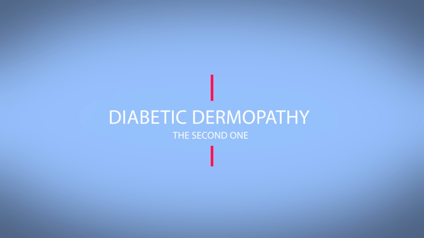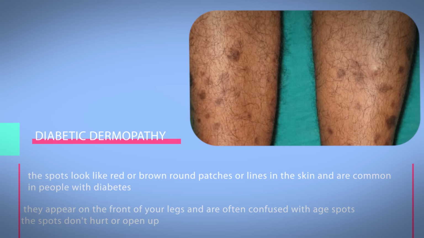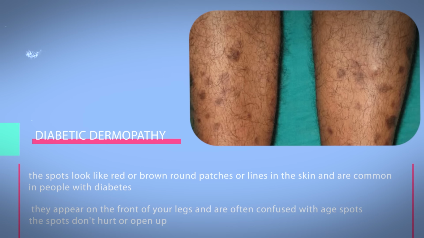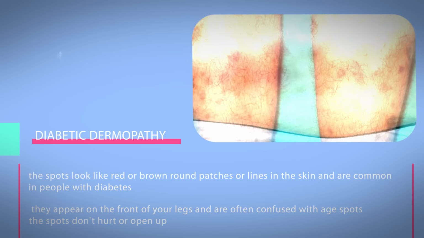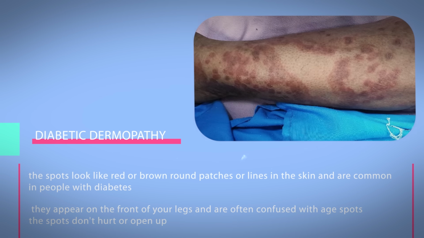The second one is diabetic dermopathy. This condition is also known as shin spots and is harmless. The spots look like red or brown round patches or lines in the skin and are common in people with diabetes. They appear on the front of your legs and are often confused with age spots. The spots don't hurt, itch, or open up.